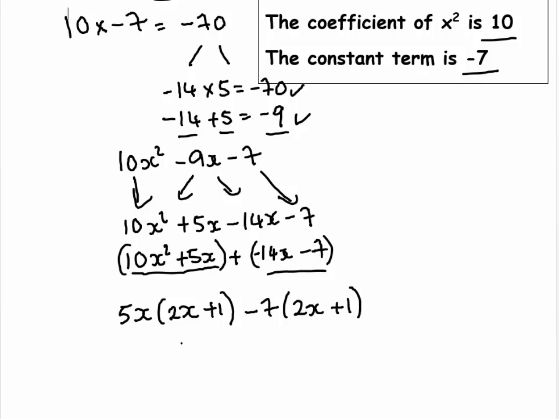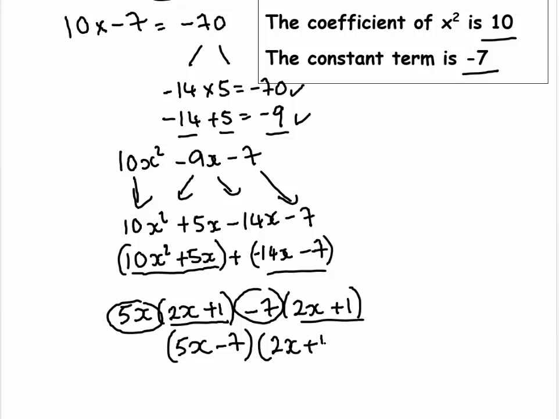Okay, notice we've got 5x and we've got a minus 7. Place that inside of a bracket on its own. So there you go. And we have our 2x plus 1 and 2x plus 1. We only need one of those. And that's your final answer. Let's highlight that one there.